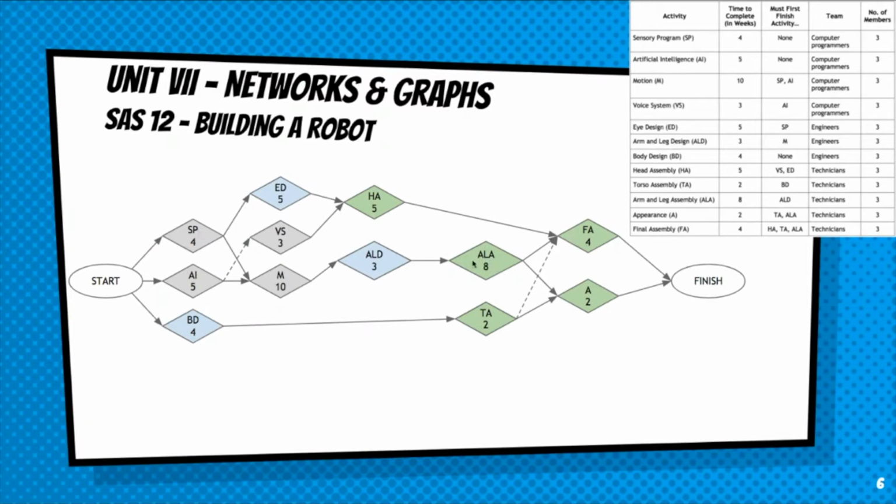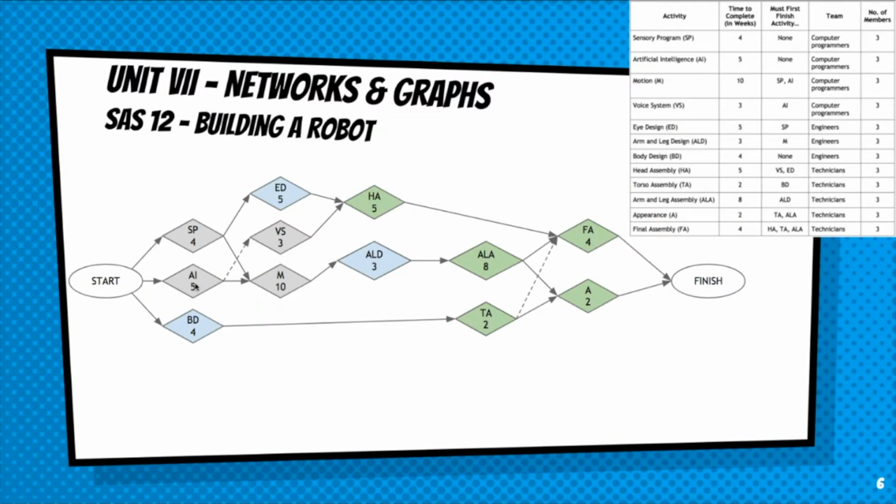We've got another path, but it comes up here to 25, and then it adds 2. That's only 27. So far, this pathway, sensory program, motion, arm and leg design, arm and leg assembly, and final assembly is the longest. But that's all the pathways that originate through sensory program. Let's go through artificial intelligence. So AI is 5. Go to vision, a voice system, that's 8. Another 5 for head assembly, that's 13 plus 4 is only 17. That's not our minimum time of completion.